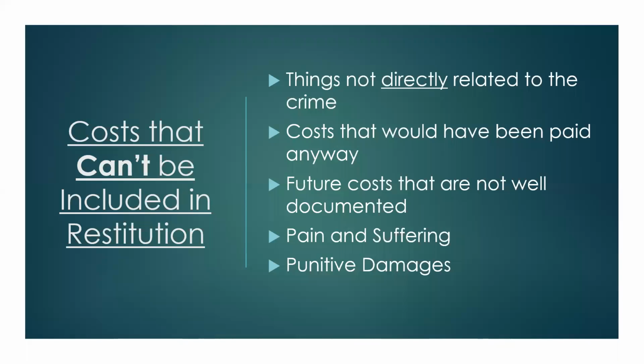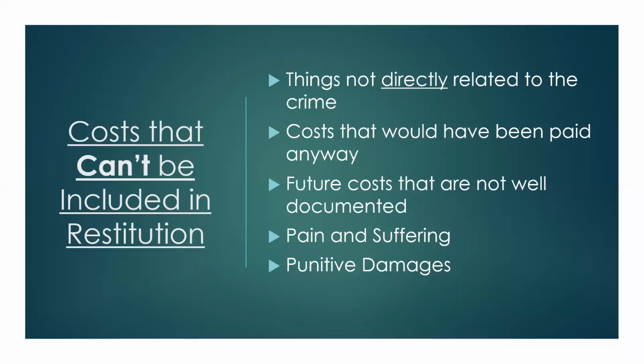Things that can't be included in a restitution request include things that are not directly related to a crime. An example of this is if someone needed to get a security system because after experiencing a crime, they had general fear and anxiety. It wouldn't be covered unless there was a specific clear threat or danger from the defendant where they were responsible for the crime.